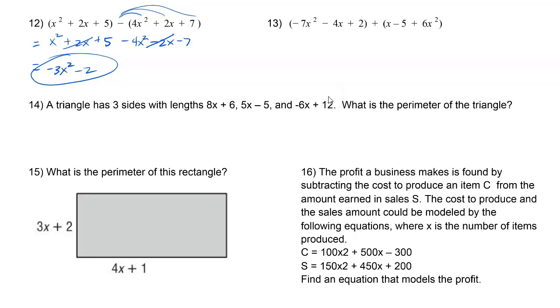See, Luke, this one will work perfect for you to type in an answer then. It says a triangle has 3 sides with lengths 8x plus 6, 5x minus 5, and negative 6x plus 12. What is the perimeter of the triangle? Luke, do you remember what to do to find the perimeter?